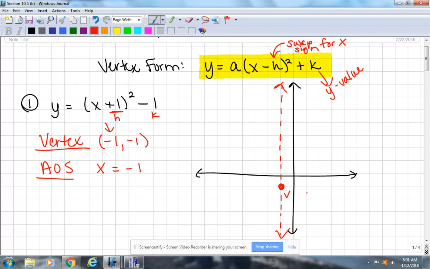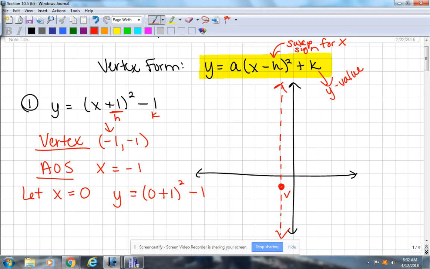And from here on out, it's just like yesterday. Okay, we pick another x value close to our axis of symmetry, plug in that x value, get the y, go the same number of spaces over to get the second point. So what do y'all want to let x equal? Let x equal 0. Now y is going to equal (0 + 1) squared minus 1.